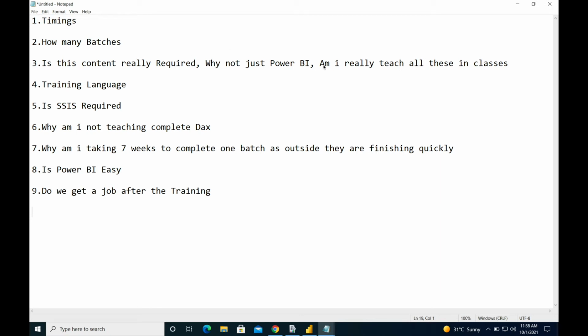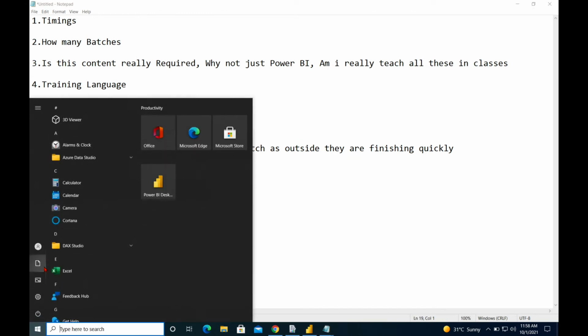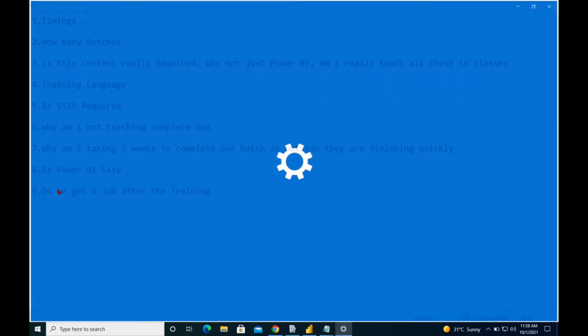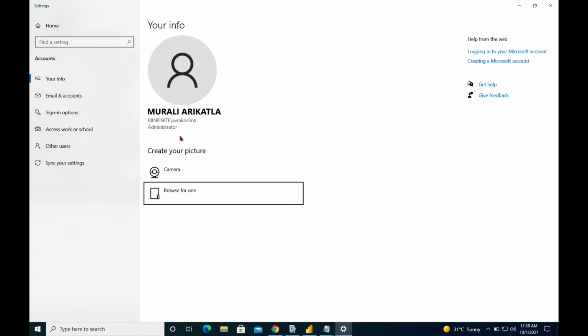Yes, I'll really teach these things in classes, because whatever I showed is all in my own tenant and domain. I have a proper real-time environment. And you can see even the machine I'm using is a domain machine. It's not a normal Windows machine. You can see it is a domain name slash username machine.